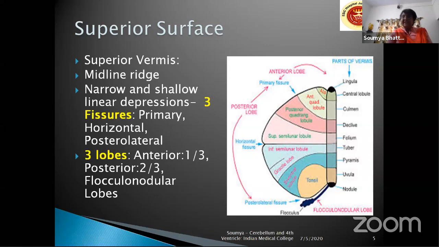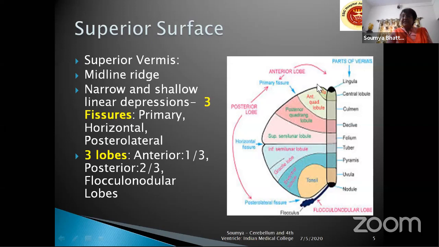Primary fissure, which is otherwise known as fissura prima. It has horizontal fissure, which is through and through. It cuts the cerebellum through and through. And posteriorly is the posterolateral fissure or the posterolateral sulcus. Therefore, there are three fissures. And now let us see the lobes.